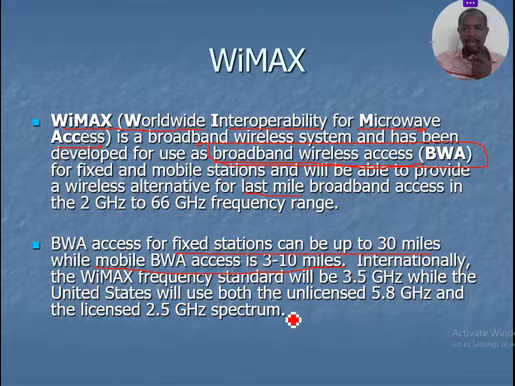Then internationally, the WiMax frequency standard is 3.5 gigahertz. That's the bandwidth frequency. While the United States uses both the unlicensed one of about 5.8 gigahertz, and the licensed one of 2.5 gigahertz spectrum. In the United States, the licensed frequency bandwidth for WiMax is the 2.5 gigahertz spectrum, while the unlicensed one is about 5.8 gigahertz. Okay? Now let's move on.